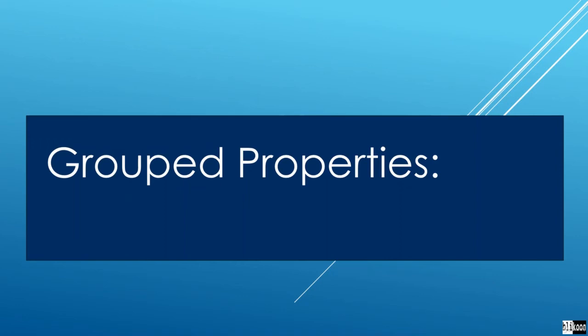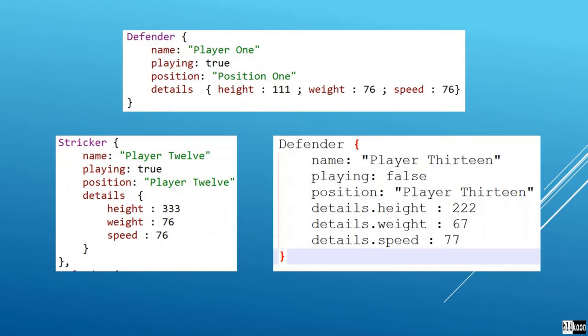In this lecture, we're going to see how to work with grouped properties. Here we have a few examples of QML components. These are the components we have actually worked with in a few previous lectures. We have a defender component, we have a striker component. In this lecture, we are adding another property which is called the player details, and we are exposing this as a grouped property. If you have worked with things like the font, the border, these are grouped properties.